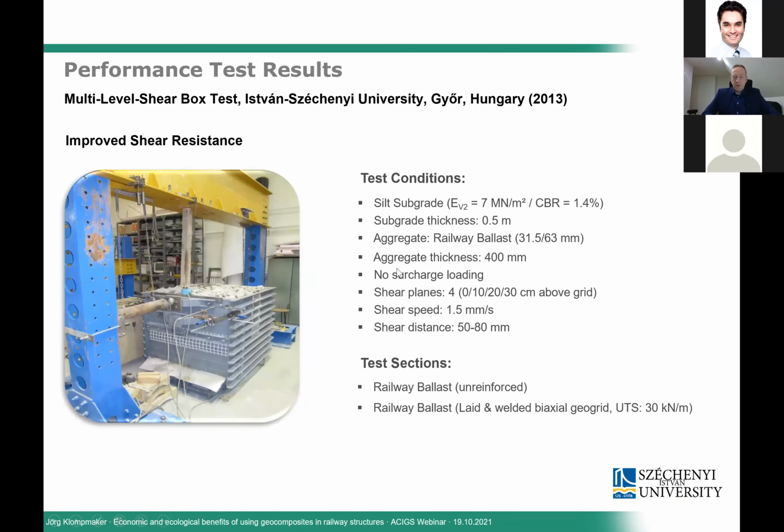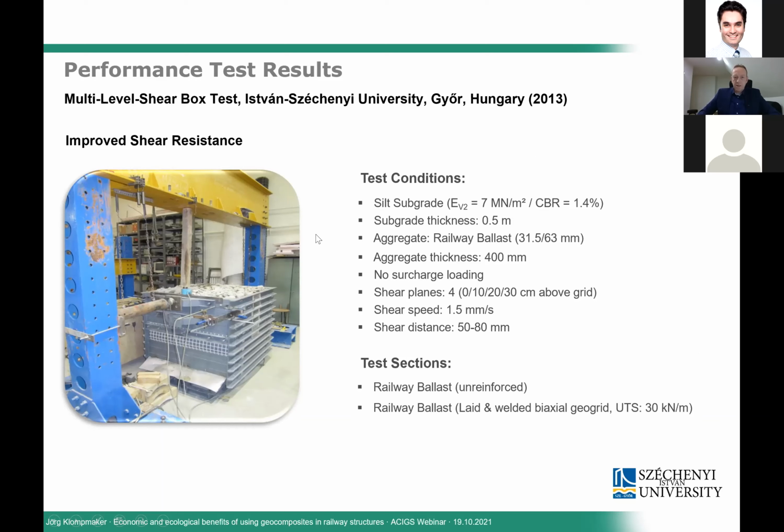Another performance that we can measure in the lab is the improved shear resistance. If we apply loads on our track, there is always a vertical movement that we can measure and a horizontal one. And the horizontal movement always leads to a shear performance within the aggregate layer. So here we have a large-scale box test again, which was carried out at the university in Győr in Hungary in 2013. It's the so-called multi-level shear box test. You might have seen that in a few publications.